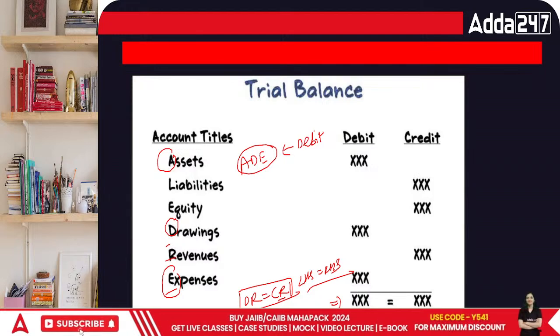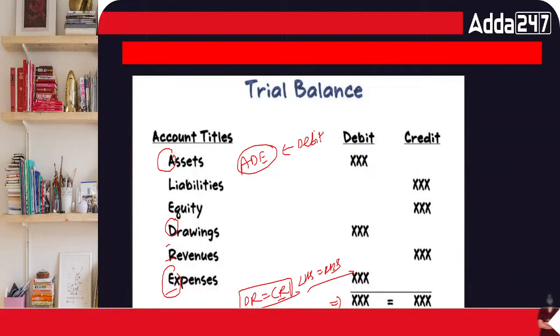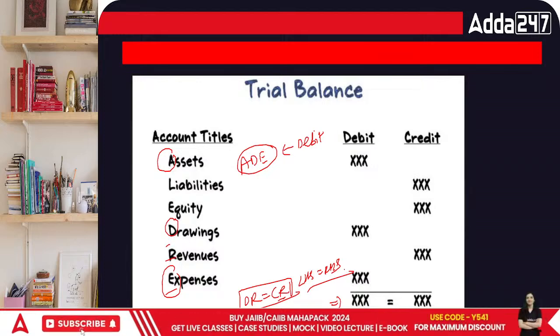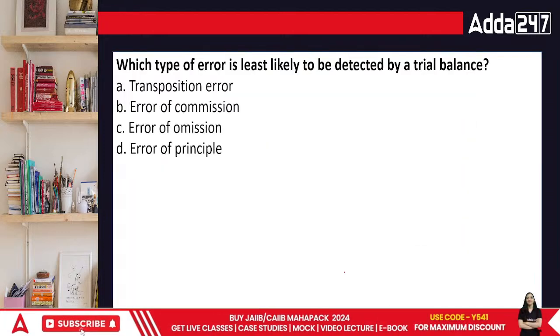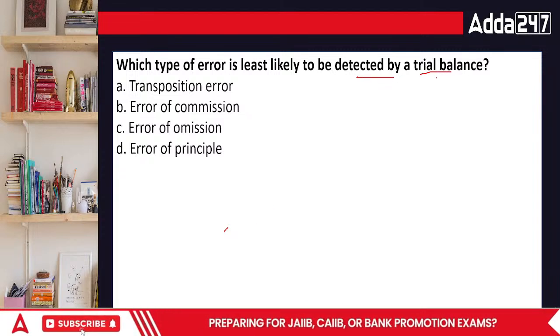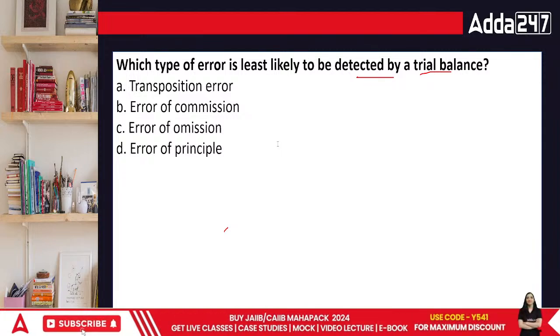So this is the trial balance, everyone. Let's look at the different kinds of errors as well now. Okay, here comes the first type in terms of errors. Which type of error is least likely to be detected by trial balance? As I told you, there are certain errors which cannot be detected by the trial balance.